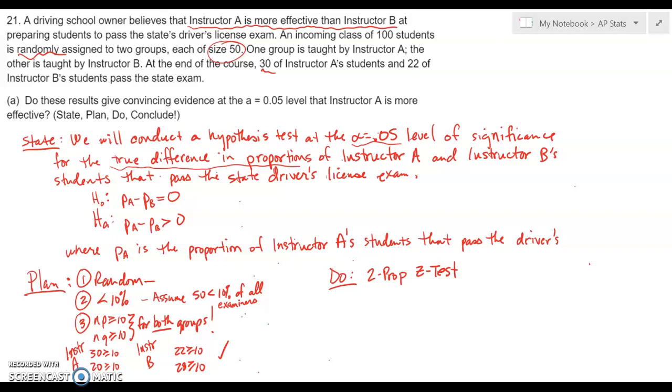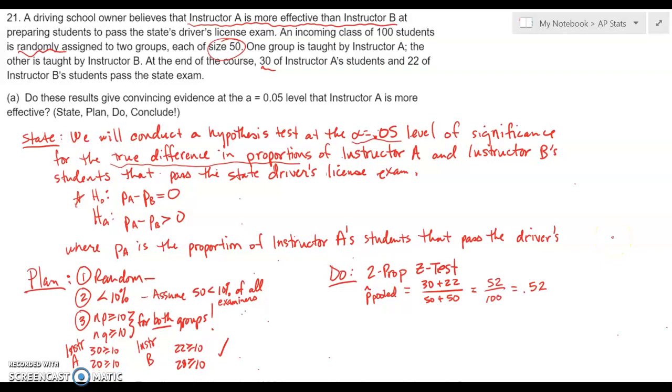We want to specify the stuff that's important about running this test. Because we're using our calculator for most of this, there's only a couple things that are important here. Number one is the p hat. Because it's a two proportion z-test, and we're operating under the assumption on our null hypothesis that these two proportions are the same, we're going to use a p hat pooled. The calculation for that looks like this, and so we have a pooled sample proportion of 0.52.